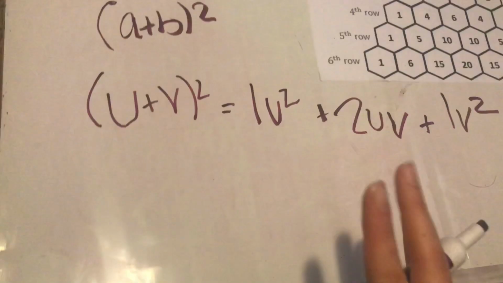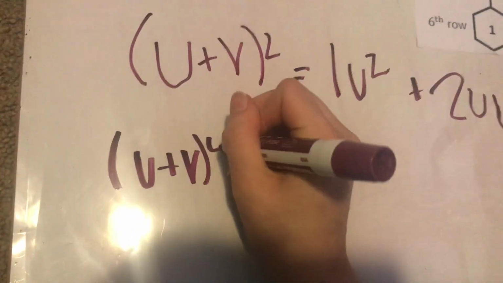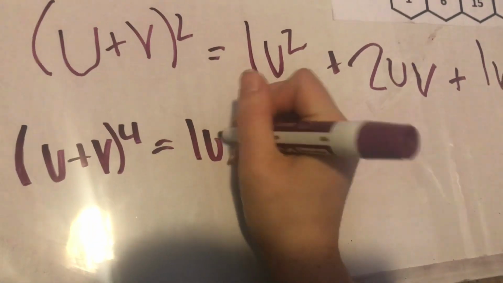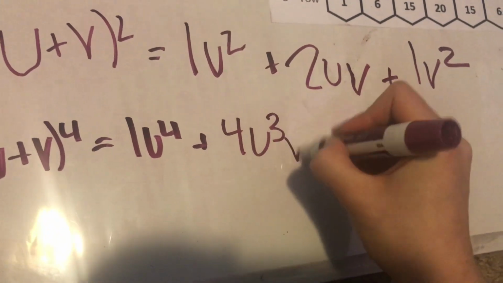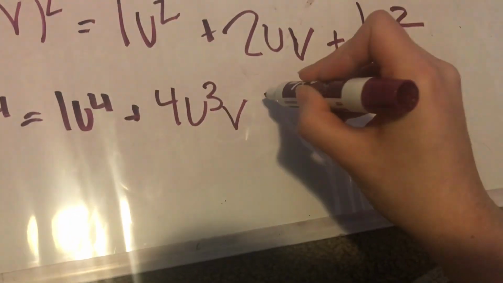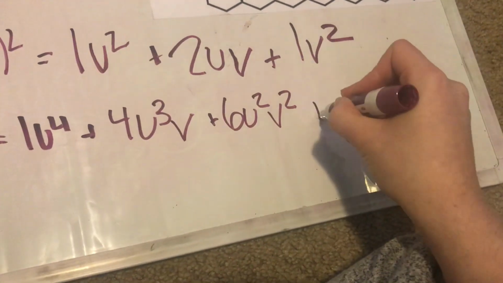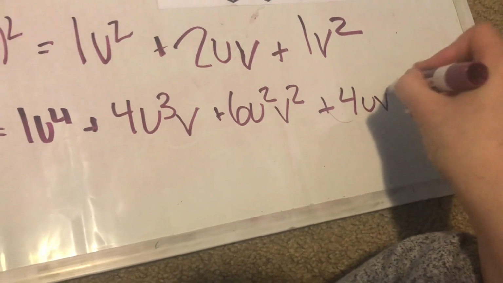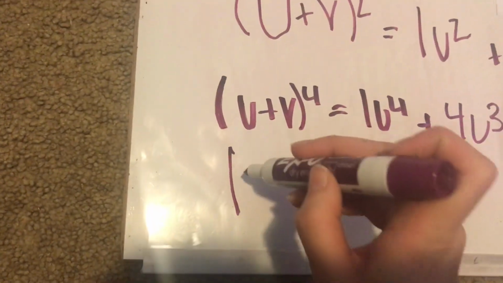Let's say 4. So (u plus v) to the fourth is 1 u to the fourth plus 4u to the third times v. This is a little different. Plus 6u squared v squared plus 4u v cubed plus 1 v to the fourth. Those leading coefficients do look quite familiar.